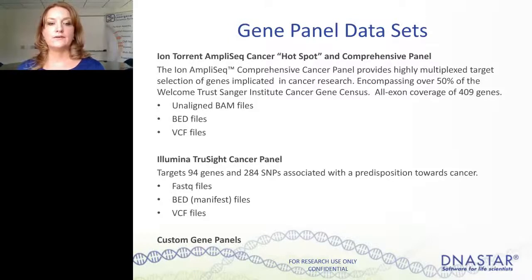These might include an unaligned BAM file, bed files, and VCF files. And I'll talk a little bit more in detail about these types of files in just a second. With Illumina, you'll get a FASTQ file. Often these are paired. Bed files, Illumina will sometimes call these manifest files, and VCF files.